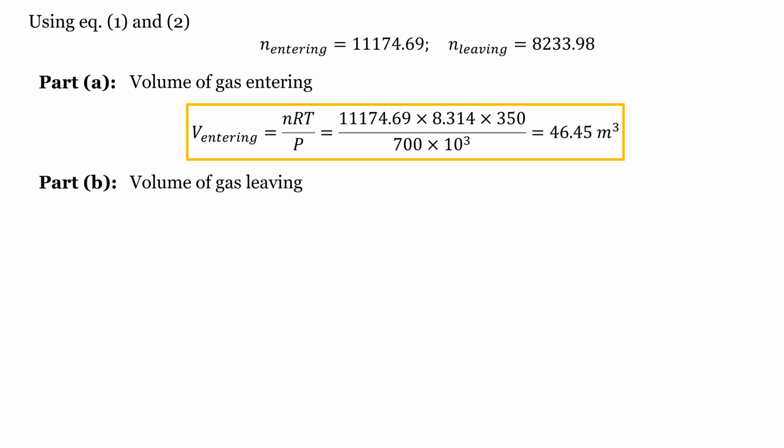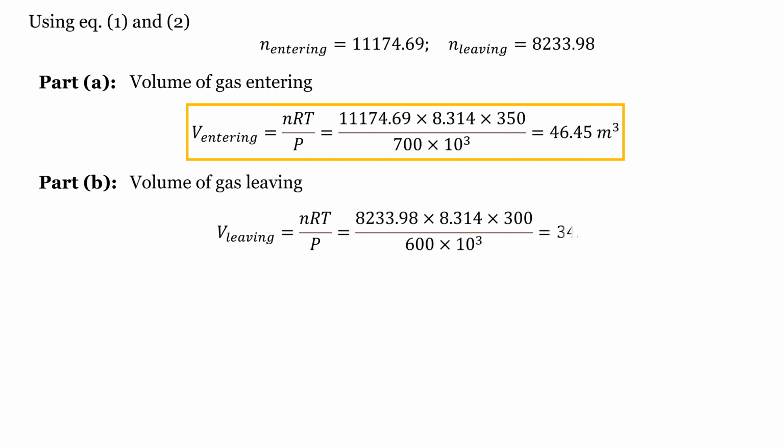In part B, we need to estimate the volume of gas leaving. In the same way, we can estimate the volume of gas leaving. So volume of gas leaving equals nRT by P. N leaving we have estimated, that is 8233.98, and the leaving conditions for temperature and pressure are also given. So V leaving will come as 34.23 meter cube.